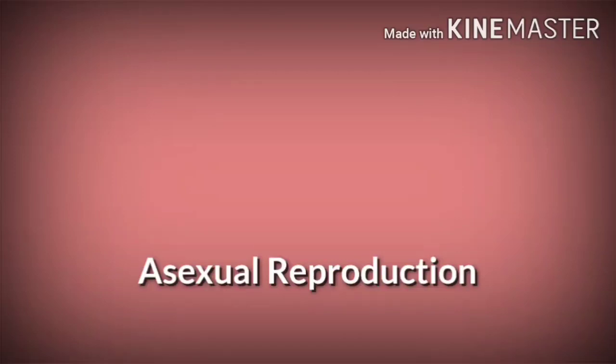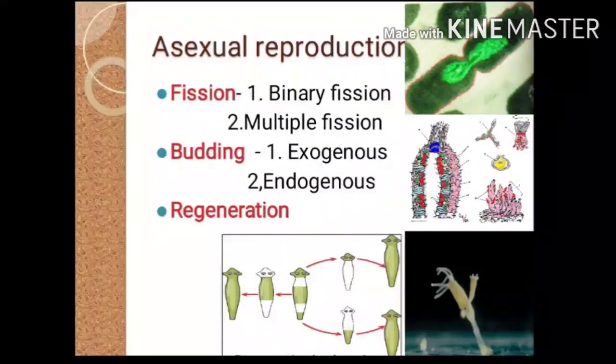Now let's see in detail about asexual reproduction. As I have already told you, asexual reproduction means the formation of offspring without fusion of gametes.